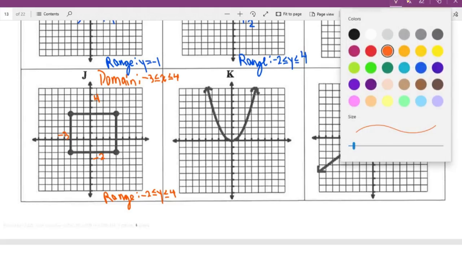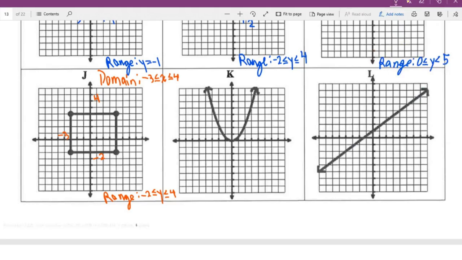For our domain for K, and let me do that vertical line test for J first. So it fails the vertical line test, so it's not a function. Why? The lines we draw touch the graph at more than one point, here and here.